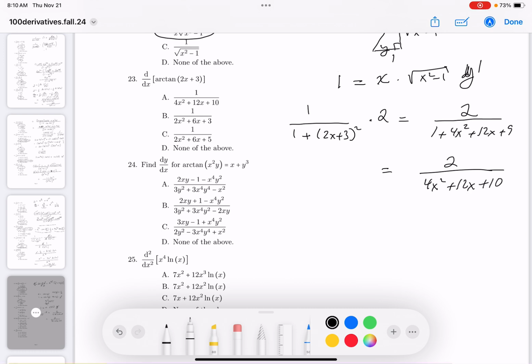I still don't see the answer. Divide by 2, 1 over 2x squared plus 6x plus 5. Again, I'm hoping to see the answer, and I think I see it. It's letter C. Let me just make sure of that. Yeah, it looks pretty good.